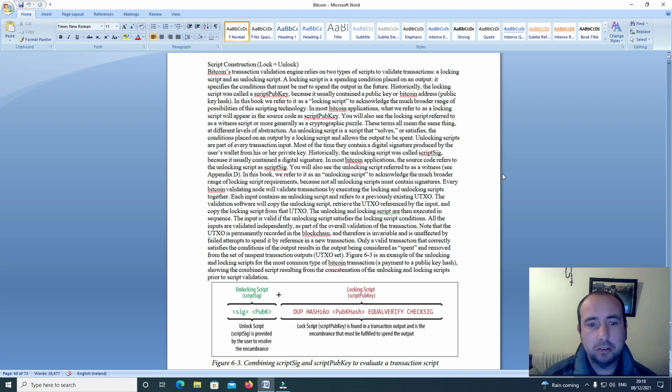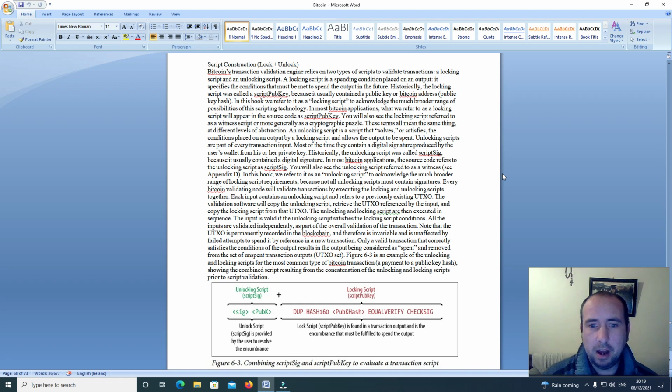Historically, the locking script was called a script pub key because it usually contained a public key or Bitcoin address, a public key hash. In this book, we refer to it as a locking script to acknowledge the much broader range of possibilities of this scripting technology. In most Bitcoin applications, what we refer to as a locking script will appear in the source code as script pub key. You will also see the locking script referred to as a witness script, or more generally as a cryptographic puzzle. These terms all mean the same thing at different levels of abstraction.